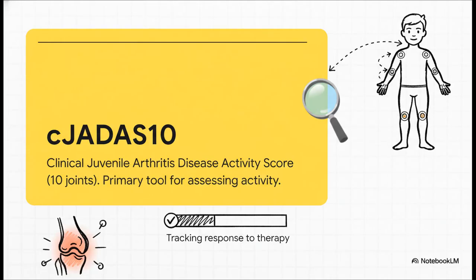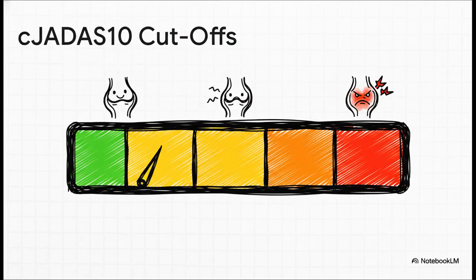The primary composite score recommended for assessing disease activity at each visit is the CJ-ADAS-10, the Clinical Juvenile Arthritis Disease Activity Score, which assesses 10 joints. This is your key metric for tracking response to therapy. Here are the specific, clinically actionable cutoff scores for the CJ-DAS-10. A score of 1.0 or less defines inactive disease or remission.